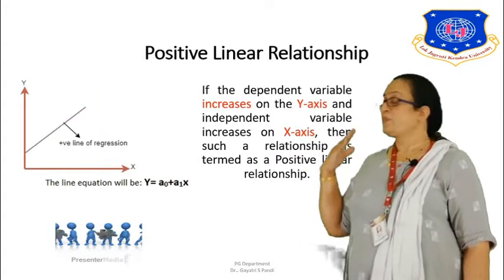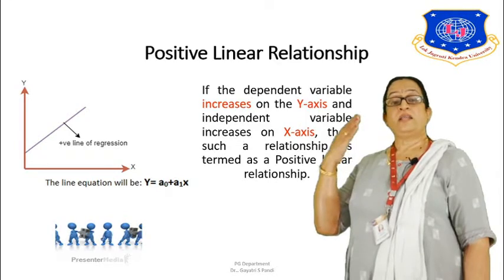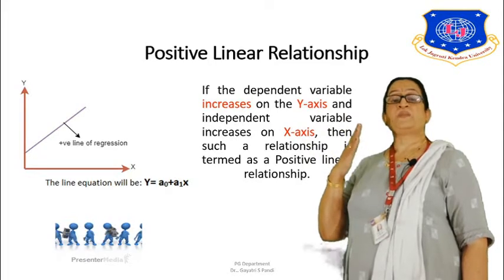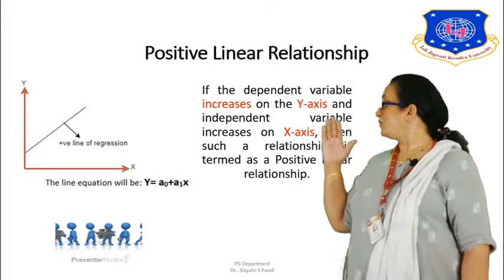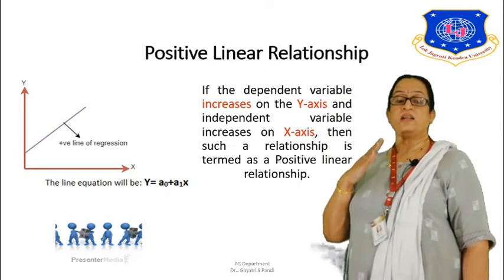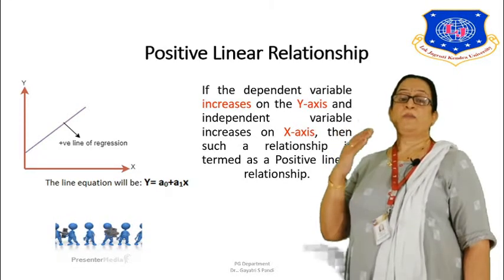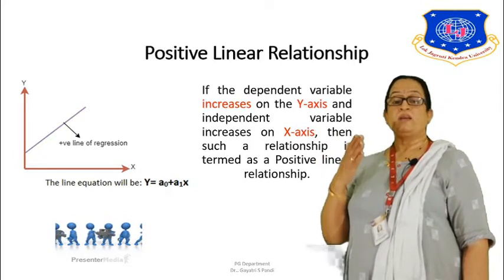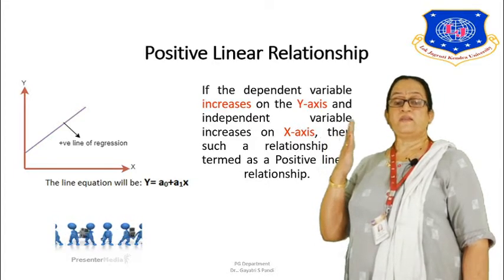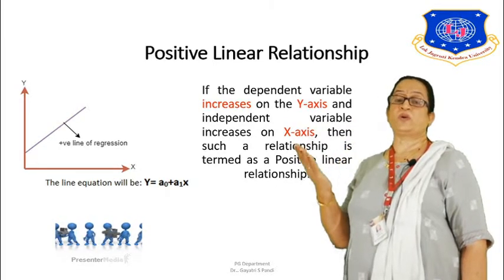So here you can see if the dependent variable increases on the y-axis and the independent variable increases on the x-axis, then such a relationship is termed as a positive linear relationship. So here you can see you have x and y and the line is increasing. Right? So the equation here considered is y is equal to a0 plus a1 x. So this is basically a positive linear relationship where the y also increases and the x also increases. The variable which is mapped on y-axis is the dependent variable and the independent variable is mapped on the x-axis.